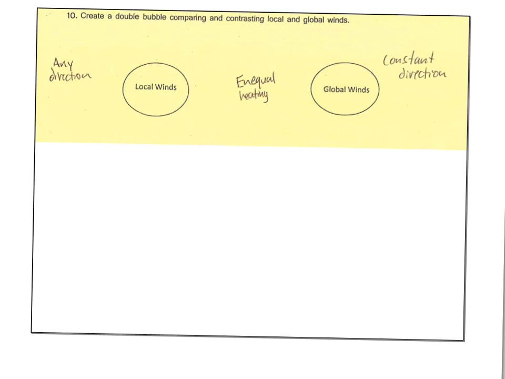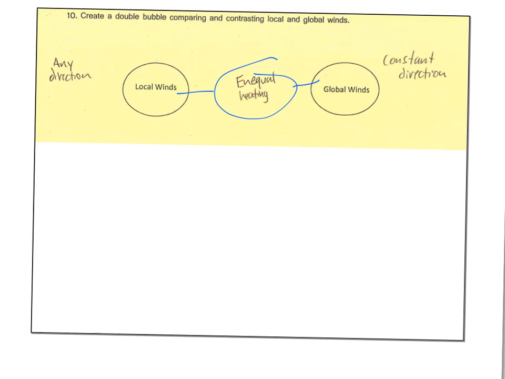At the bottom of page 2, there is a double bubble on the difference between local and global winds. The similarity is they're both caused by unequal heating. The surface of the Earth is always heated unequally. The sun cannot cover the surface of the Earth equally. When we have that unequal heating, we get unequal pressures, and wind will blow from high pressure to low pressure.